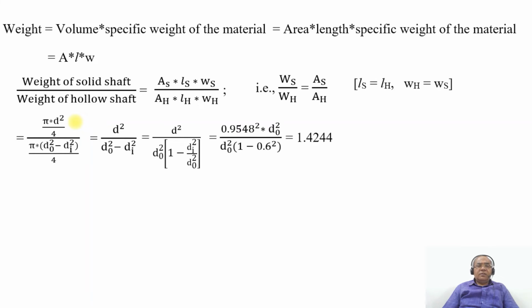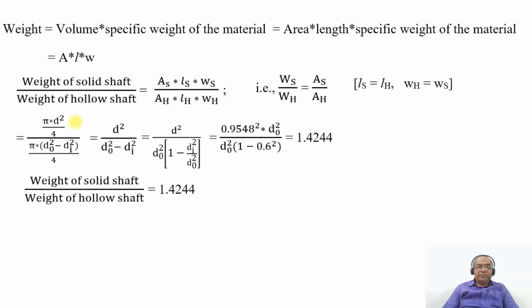On further simplification, we know the value of d square, which is 0.954 square into d naught square, divided by d naught square into 1 minus 0.6 square. So d naught square gets cancelled, and it will be 1.4244. So the weight of the solid shaft divided by the weight of the hollow shaft will be 1.4244.